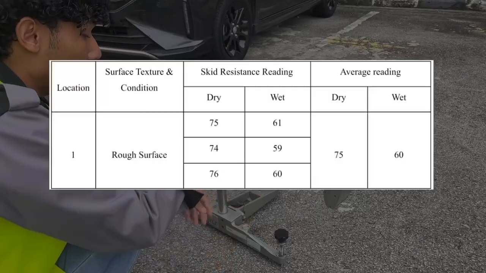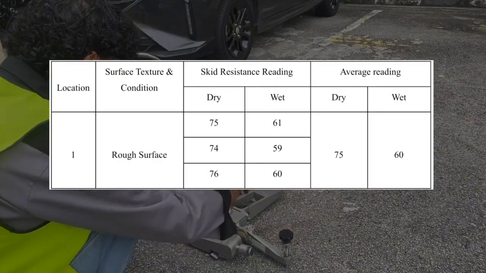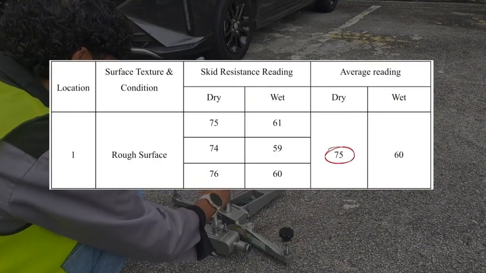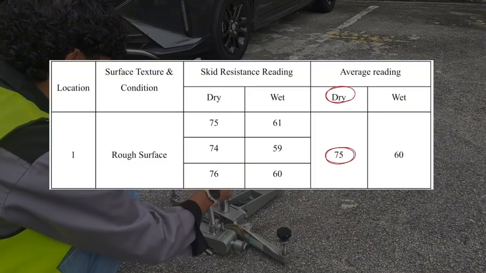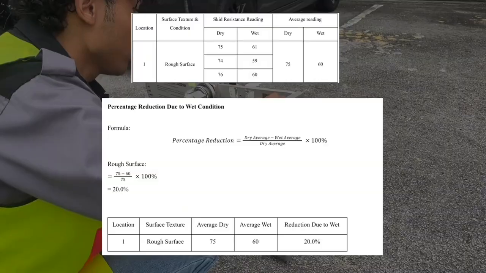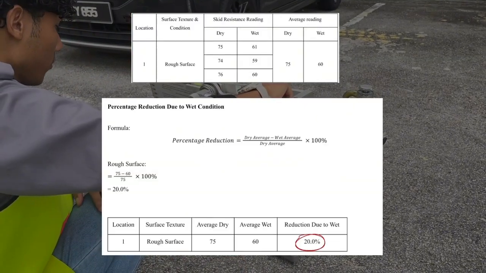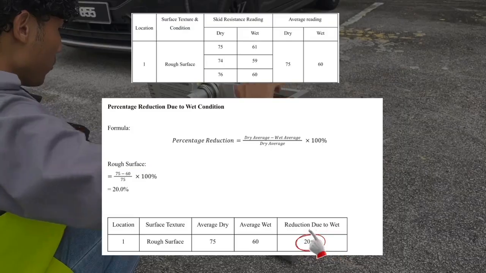For this test, one rough surface was measured under dry and wet conditions. The average skid resistance value was 75 BPN for dry condition and 60 BPN for wet condition. Based on the calculation, the skid resistance reduced by 20% when the surface changed from dry to wet.